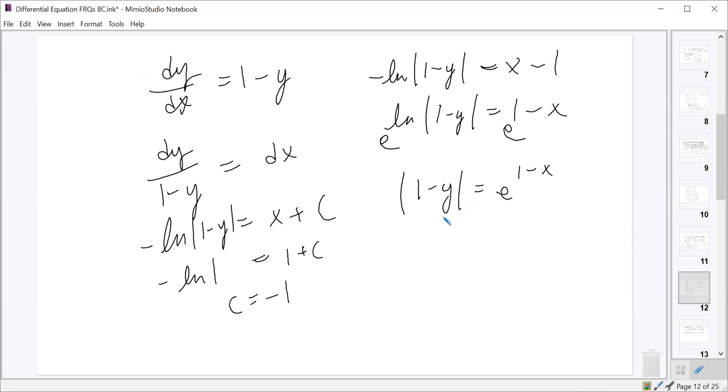And we'll clear off the absolute value, knowing that when we plug in 1 for x, we need to get 0 for y. And so e to the 0, if I plug in 1 for x, is 1. And if I plug in 0 for y, this is 1. So I need the positive value, not the negative value over here. So it'll be 1 minus y equals e to the 1 minus x. Add the y, subtract, and you get y equals 1 minus e to the 1 minus x. And that was worth 5 points for that part of it. 1 for separating the variables, 1 for getting the right antiderivatives, 1 for having a constant here, 1 for finding the constant, and 1 for solving for y.